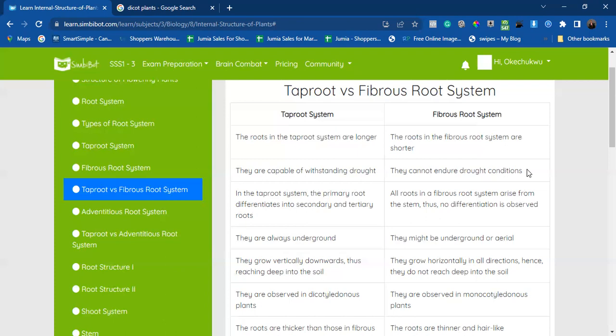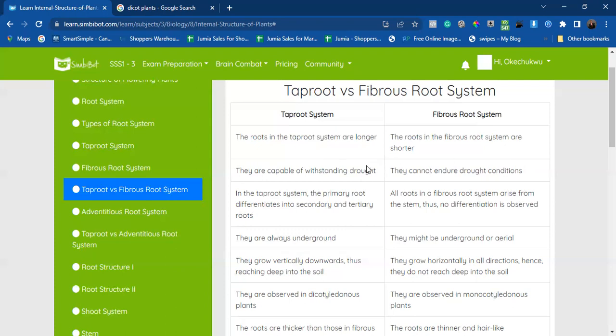Rice, the same thing. There are seasons you plant these things. Outside that season, they cannot survive. So that's what they are saying here. Taproots, because they are dicots, can withstand drought. Drought is the absence of rain or water for a very long time.